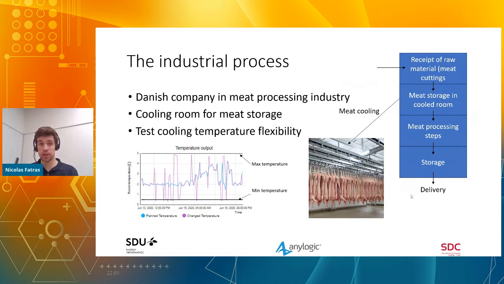What we'll be looking at is this cooling process for a meat processing industry, where essentially you have the raw cuttings coming in at the top room, and then they're stored in this cooling room for quite a while before being processed further into sausage, canned meat, etc. In this case, the flexibility comes from the fact that you have a minimum temperature and a maximum temperature threshold within which you can store your meat.